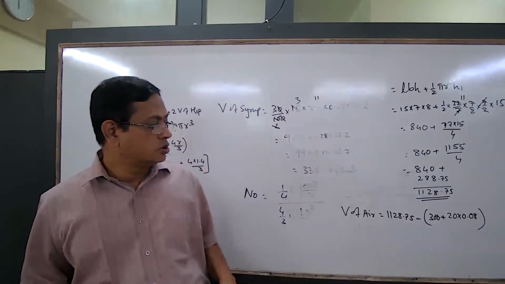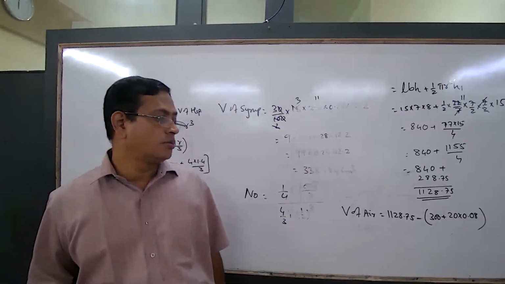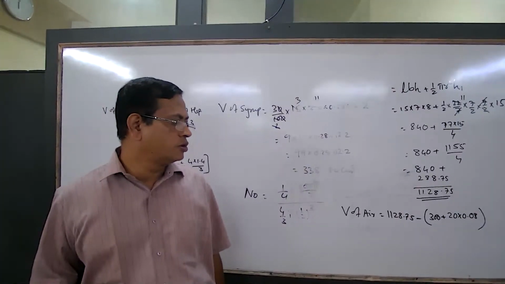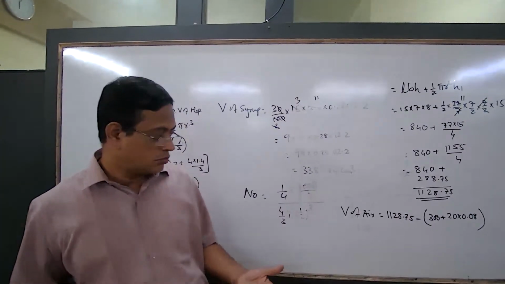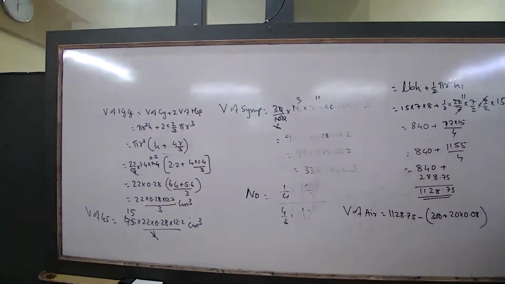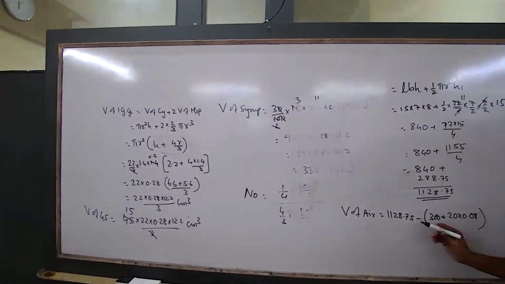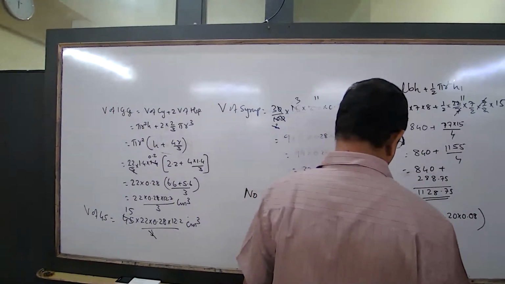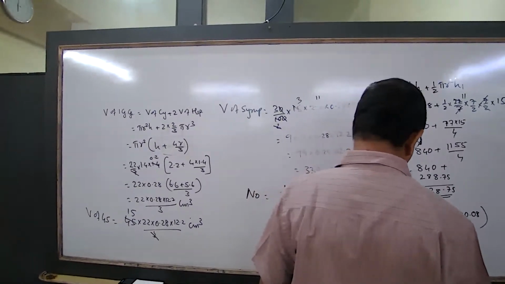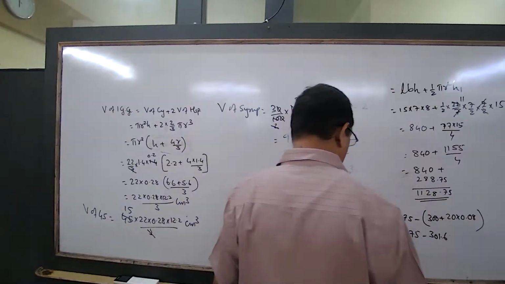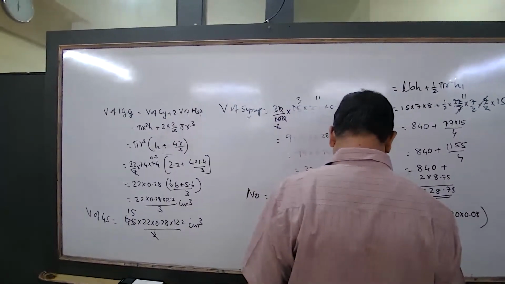So 20 into how much? 1.6 now? 300.6. This is coming as 0.08 into 20, 1.6. 300 plus 1.6 is 301.6. So 1128.75 minus 301.6. Subtract that much.